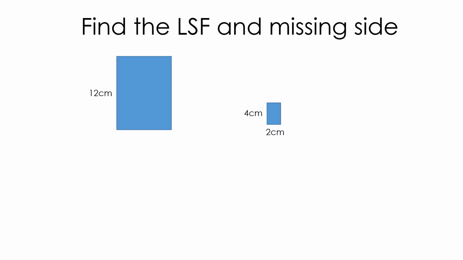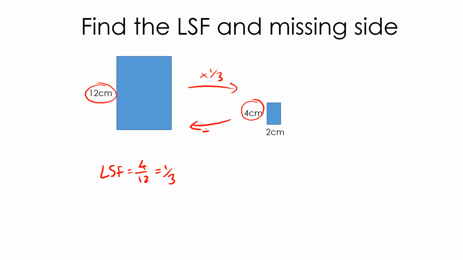Okay, one more then. So have a go, find out what your missing side is here, write down what your LSF is. Okay, so again, going left to right, our LSF would be 4/12, which would be 1/3. So I'm saying that to get from here to here, you times by 1/3. To get back, you divide by 1/3. Or again, we could have also said divide by 3 and times by 3. And so our missing side would be 6 centimeters.